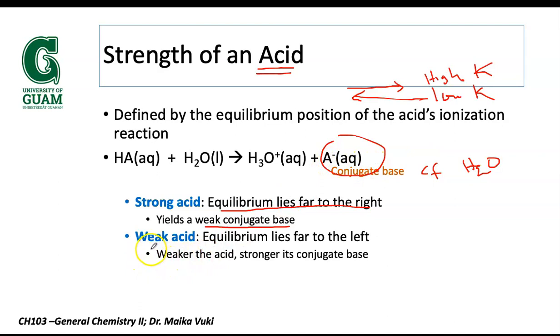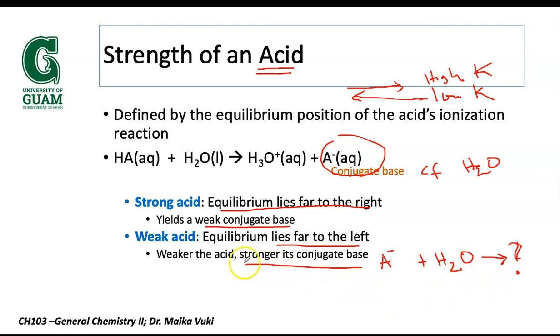Okay, let's look at the other one. Weak acid. The equilibrium lies to the left. So this is different. It gives you a strong conjugate base. So in other words, the conjugate base, let's just say A minus, from here, it will react with water. So the question is, what sort of reaction will it undergo? So we'll be looking at that, but not just yet.